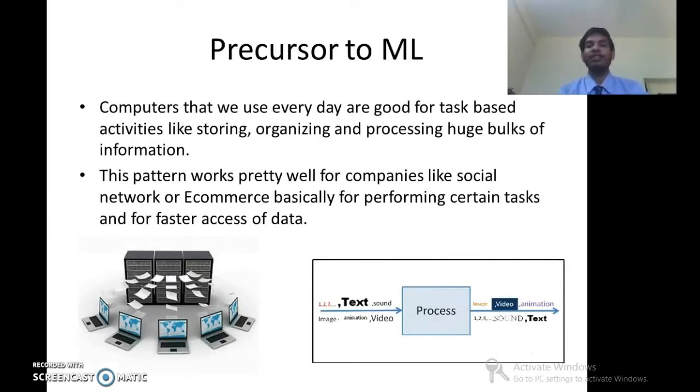Before understanding what is machine learning, you must understand what was present before machine learning. The computers that we use generally, like the PCs or the laptops, are very good when we provide some task to it and it does it because it's been already pre-programmed. Tasks like storing, organizing or processing huge bulks of data.